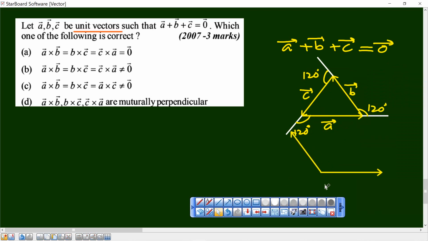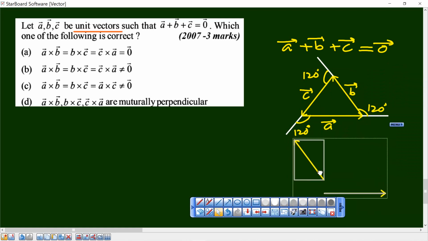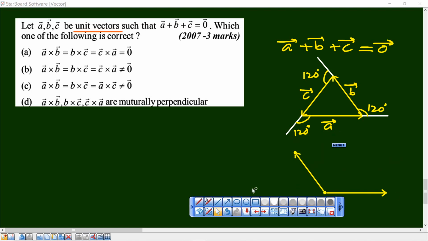What will it be? Upward. Sir, electric pole. Electric pole is the correct answer because A cross B is electric pole. Agree or not? Look, I have drawn A and B separately here. See, they are at 120 degrees. Aren't they? Can you all see that? Confirm that this is my A, this is my B.